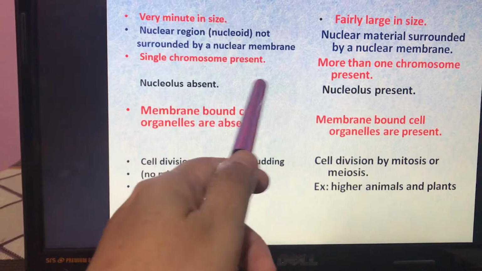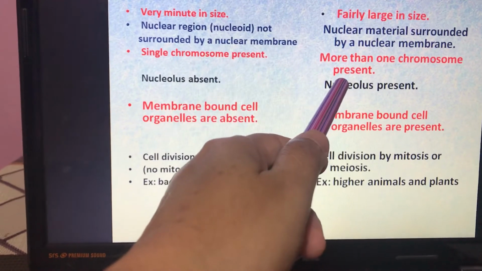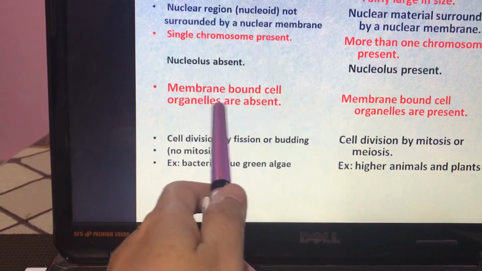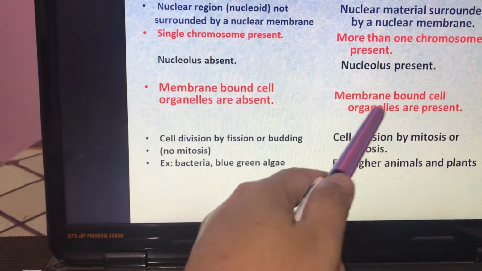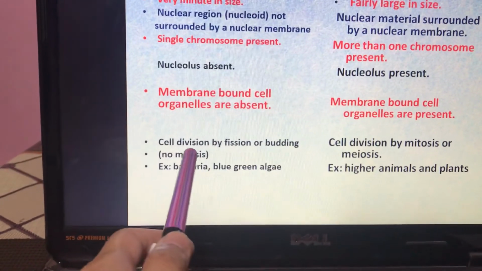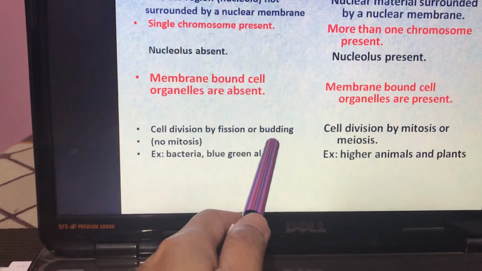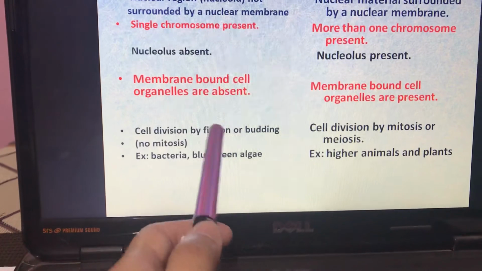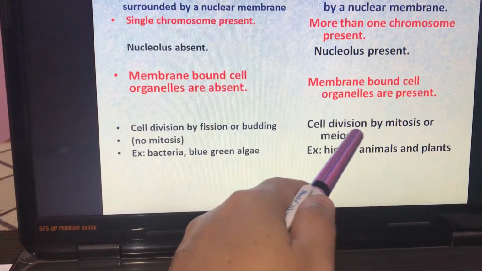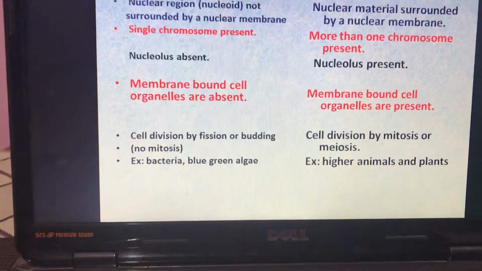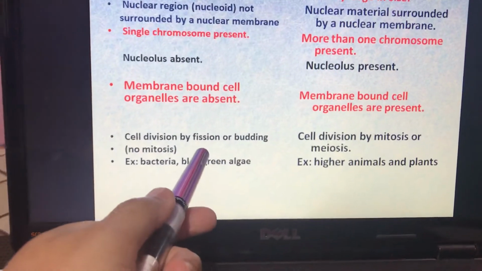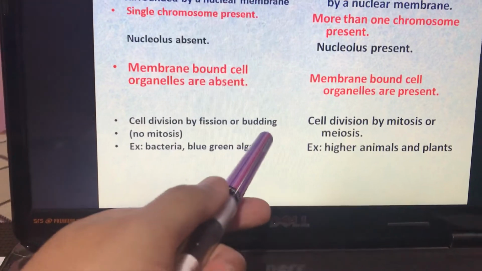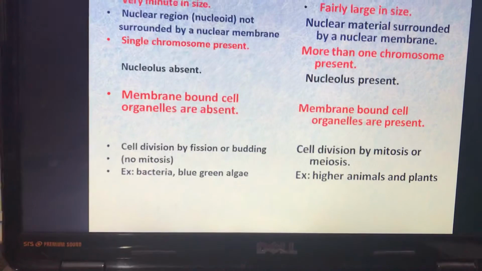Single chromosome present, more than one chromosome present, right? Nucleolus absent, nucleolus present. Membrane bound cell organelles are absent, membrane bound cell organelles are present. Cell division by fission or budding, no mitosis. You have studied about this, mitosis, meiosis. Here the cell division takes place by mitosis or meiosis. Here only the division of cells takes place by budding or fission. Like amoeba or hydra, how they reproduce, all of you know.